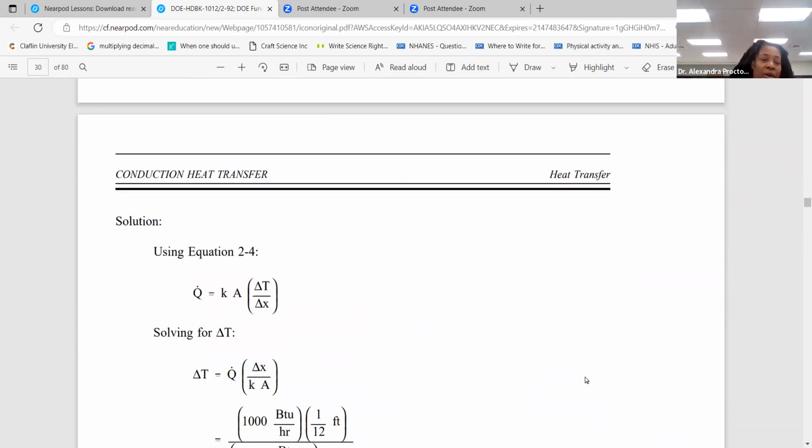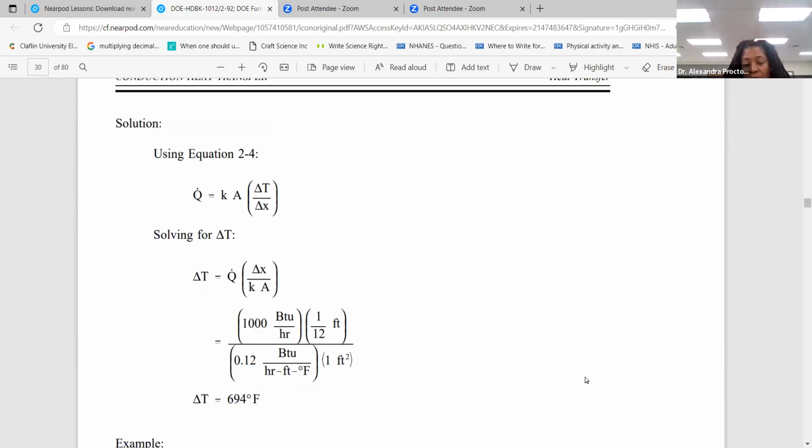So they use equation 2,4, that Q is equal to KA times delta T over X, and they solve for delta T because you're looking for the temperature difference. So they get delta T by itself. The equation that you finally use is delta T is equal to Q times delta X over KA. Okay, and so they plug in and solve.